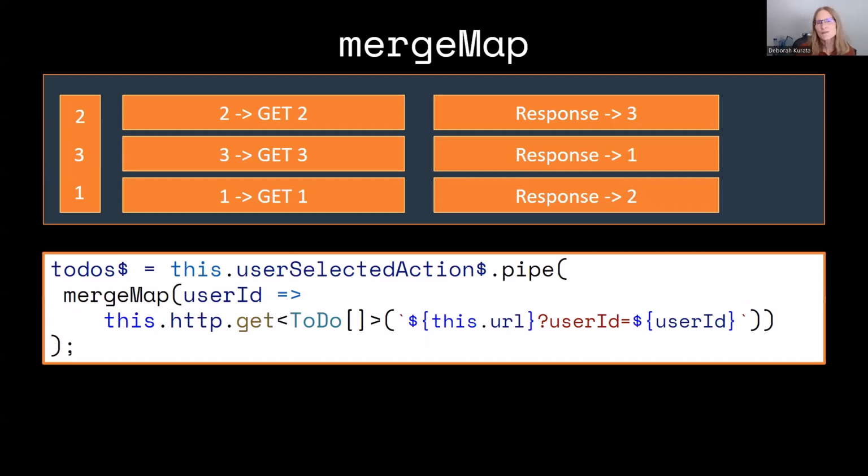So merge map is definitely not the best practice in this scenario because at the end, we've requested the data for the first user, and that's what's showing up under the username. But the to-dos are for the second user. So we have a mismatch in the data that our app is going to be showing us in this case. So again, merge map is not the best practice in this particular scenario.